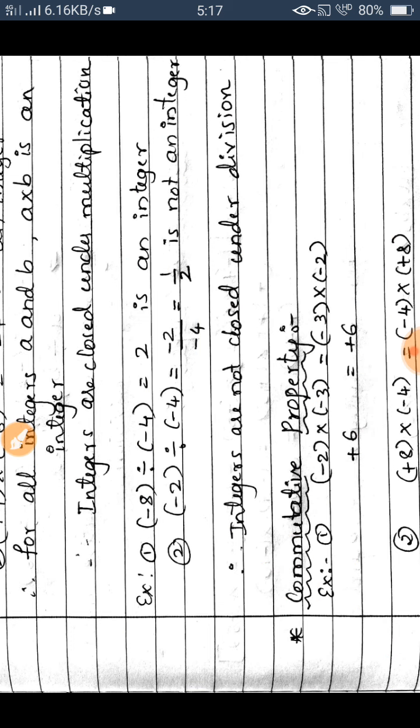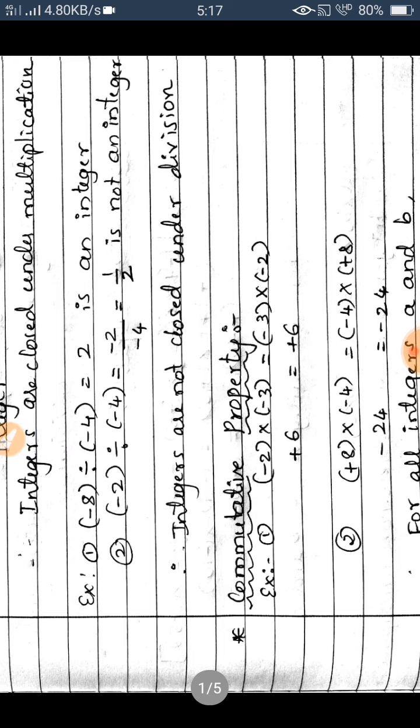From one example only we cannot conclude the rule. You can take more than one example and try. So I have taken minus 2 divided by minus 4. Minus by minus is plus only, but 2 ones are 2, 2 twos are 4. So 1 by 2 is a fraction. We will study fractions further in the second semester, but 1 by 2 is not actually an integer. So integers are not closed under division.